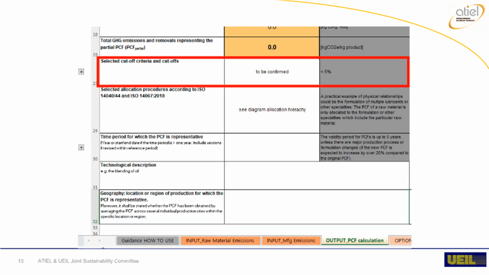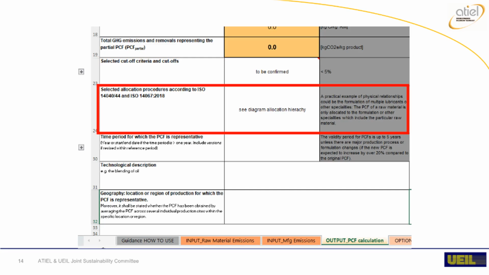If you have made cut-offs during your calculation, please enter the criteria and the cut-off. Please note that according to the methodology the sum of all cut-offs must be below 5% of the PCF. Please enter the selected allocation. For lubricants, an allocation according to physical relations formulation would be typical.